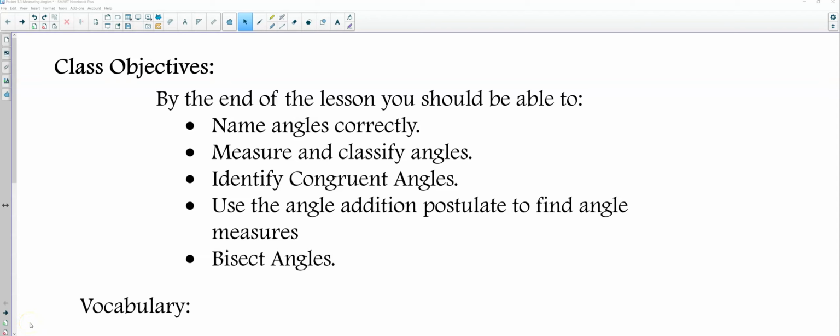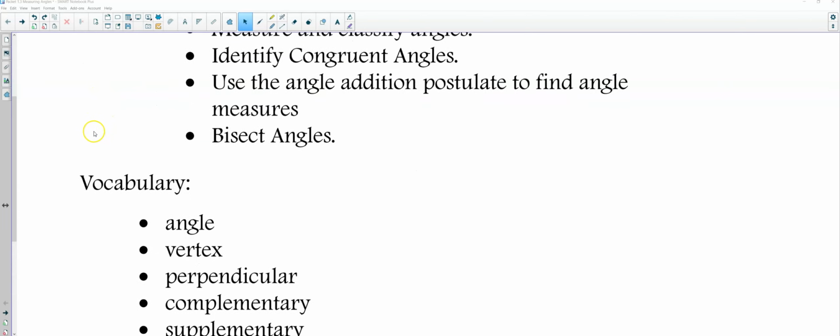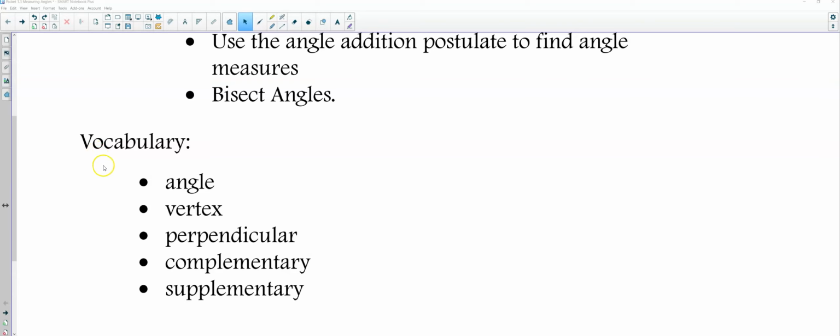Today's class is going to be about angles. Here are the class objectives. Take a moment and read through them. Also, these are the new vocabulary words. You might want to write them down and jot down the definition.